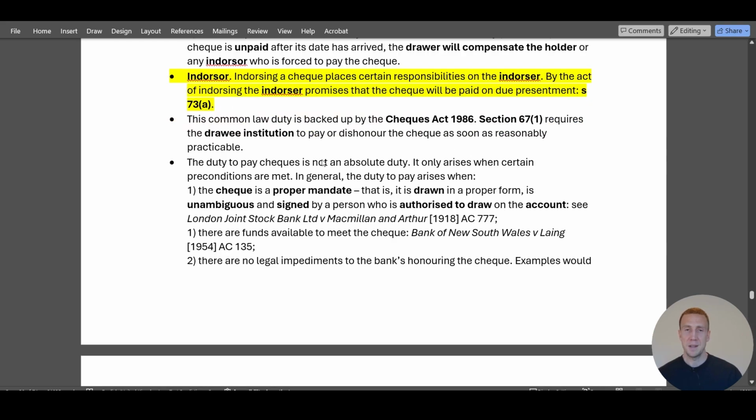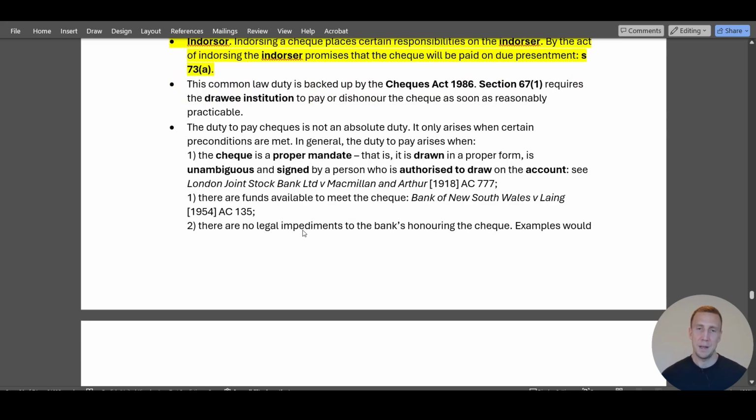The duty to pay cheques is not an absolute duty. It only arises when certain preconditions are met. In general, the duty to pay arises when (1) the cheque is a proper mandate, that is, it is drawn in a proper form, is unambiguous and signed by a person who is authorized to draw on the account; (2) there are funds available to meet the cheque, and there are no legal impediments to the bank's honoring the cheque.